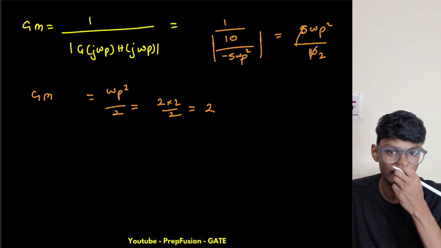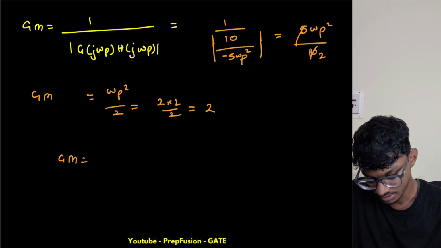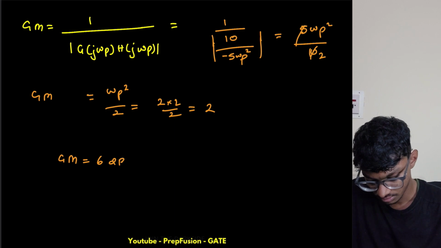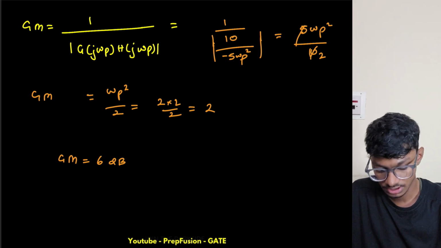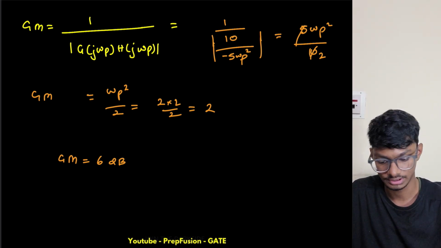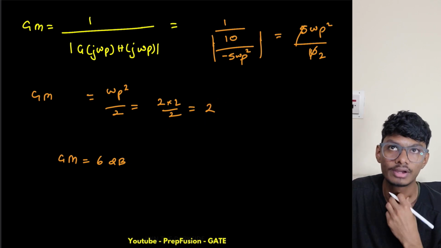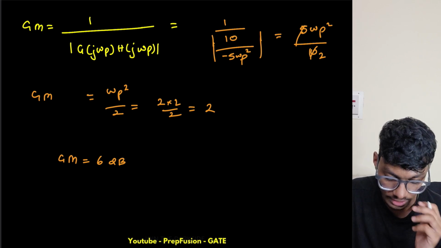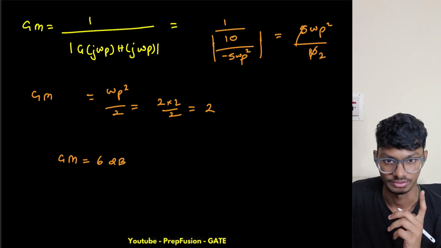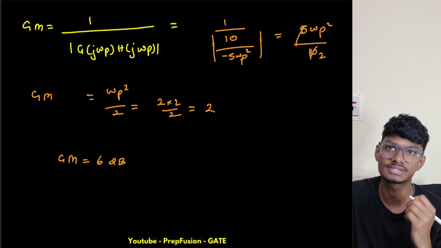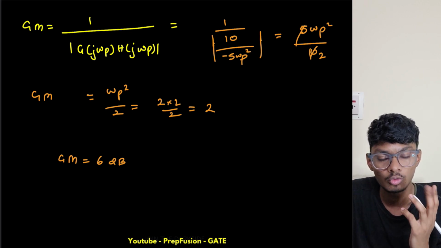Now what about in dBs? In dBs, GM I can write as 6, right? So GM in dBs is 6. Just remember this: 20 log base 10 of 2 is always 6, or you can remember it like this: log 2 base 10 is always 0.3. You have to remember this one. Log 4 base 10 is 0.6, like that. You remember it.